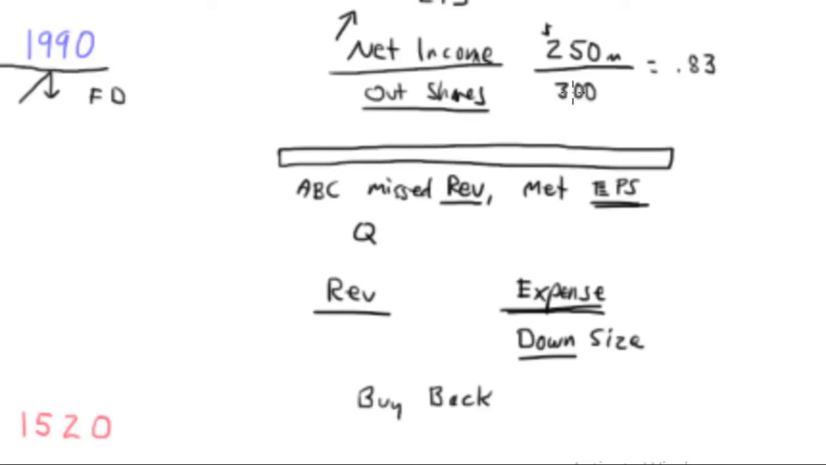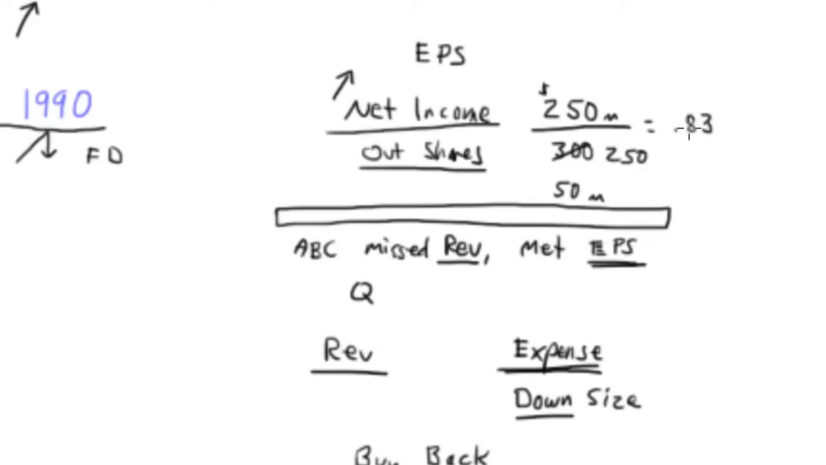So let's say you go out and you buy 50 million shares. So you go from 300 to 250 million shares. Well, numerator, denominator, right? 250 divided by 250, it's no longer 0.83, it's actually 1. So by simply reducing the number of shares you have, you can increase your earnings per share just by math. And this has been what's really been driving the market, specifically the last 2 years.